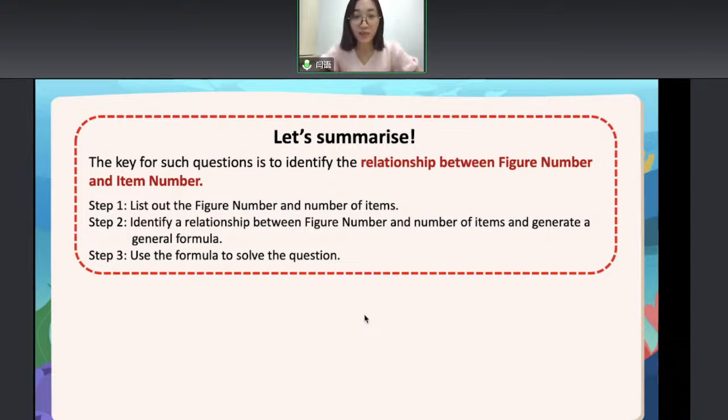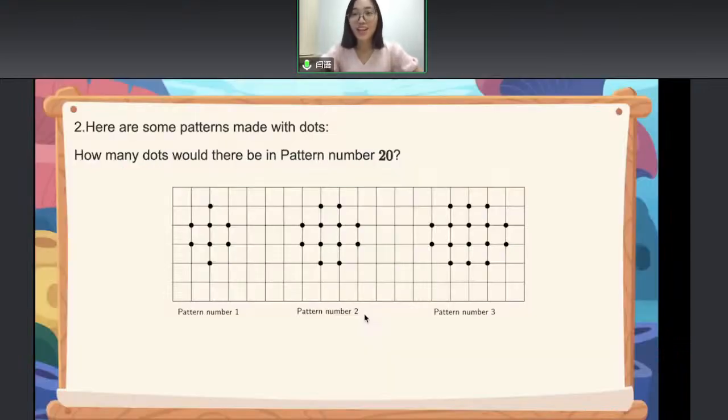Well, based on this, maybe we can try one more. You can see this is the guided question in your book. Here are some patterns made with dots. How many dots would there be in pattern number 20? Okay, so what is the first step? Do you still remember? What is the first step? Yeah, try to count, try to observe, right? And then what do we need to draw? Yes, we are going to draw a table.